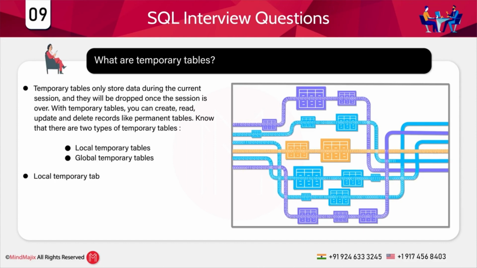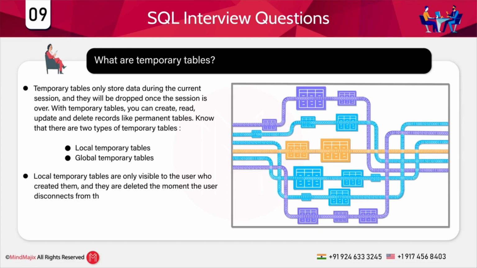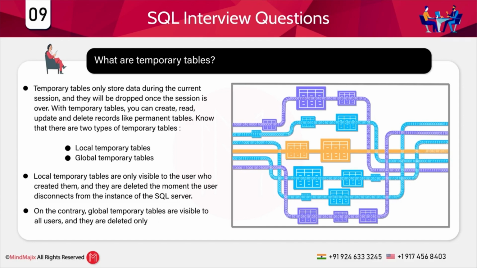Local temporary tables are only visible to the users who have created them, and they are deleted the moment the user disconnects from the instance of the SQL server. On the contrary, global temporary tables are visible to all the users, and they are deleted only when all the users who reference the tables get disconnected.